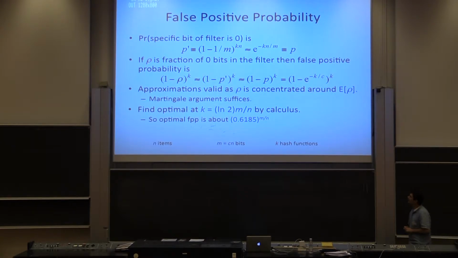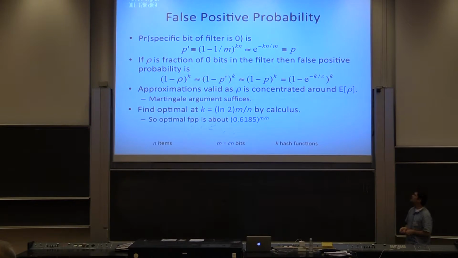All right, and now I'm going to be thinking in terms of various sorts of approximations. I mean, rho is going to be whatever the fraction of 0 bits is and whatever I ended up with. But the point is that rho is going to be very, very close to this p prime value, right? P prime was the probability that a single bit was 0. And by standard concentration arguments, rho is going to be concentrated around its expectation, which is just p prime.